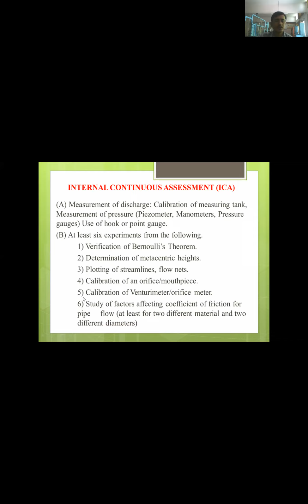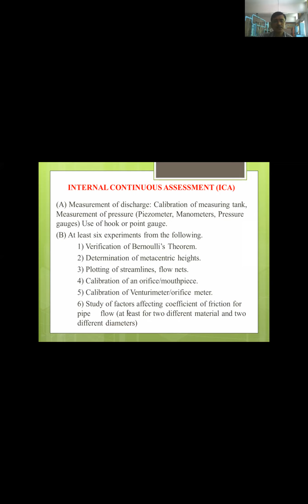So practical number 4 and 5, both practicals we are going to perform in our lab. So total 4 practicals we are going to perform, as we have seen: first one, then second one, then fourth and fifth. These 4 practicals we are going to perform.